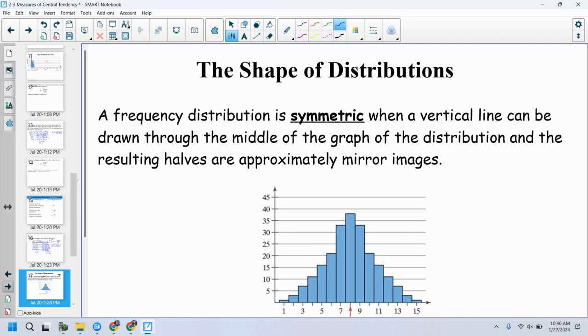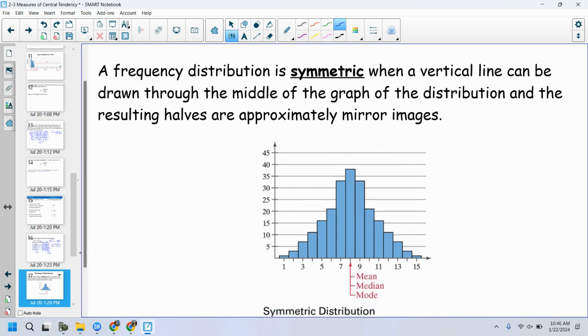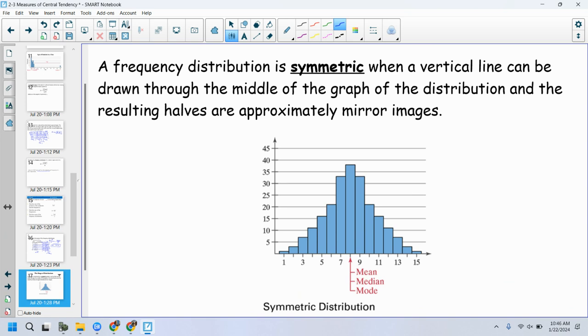A frequency distribution is symmetric when a vertical line can be drawn through the middle of the graph of the distribution and the resulting halves are approximately mirror images. Mean, median, and mode are all right either on or close to the same amount, right?